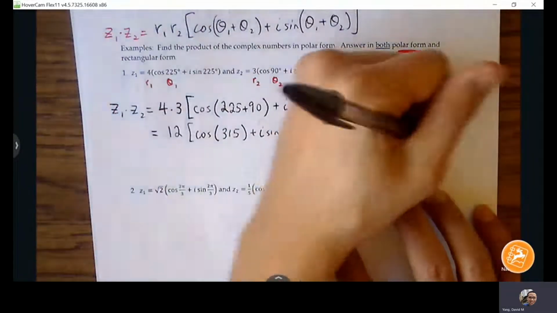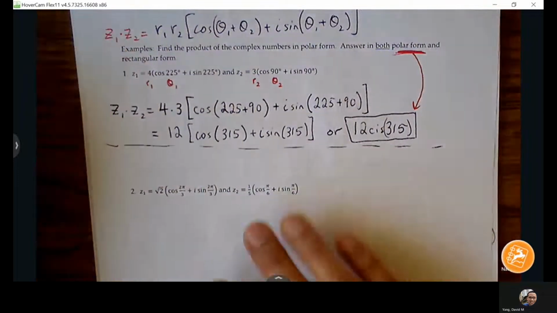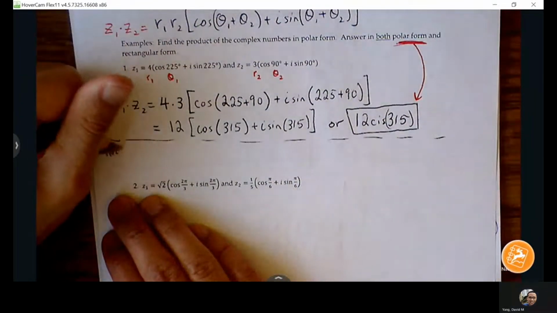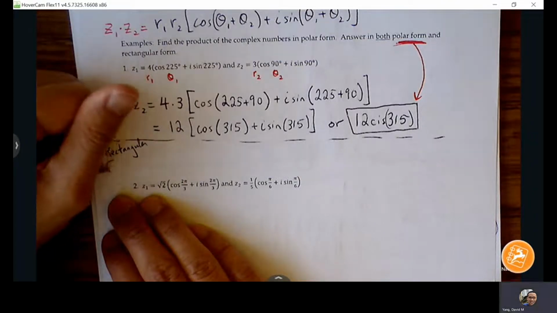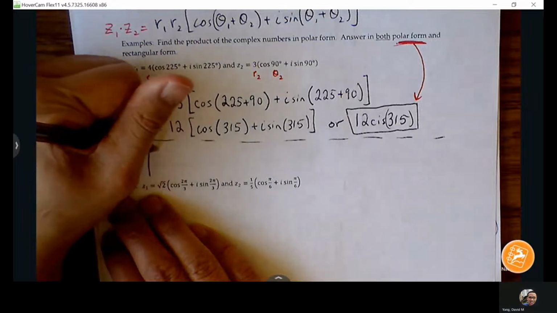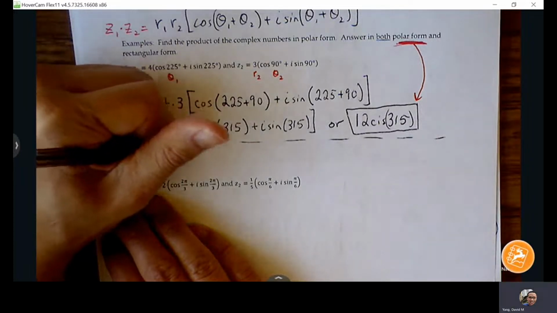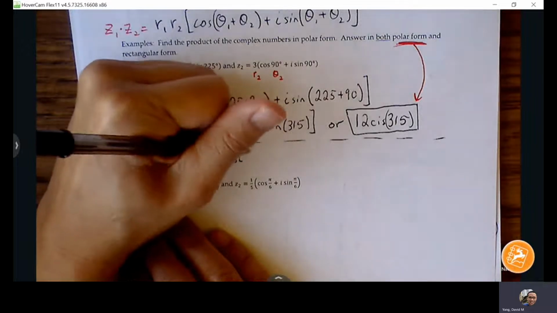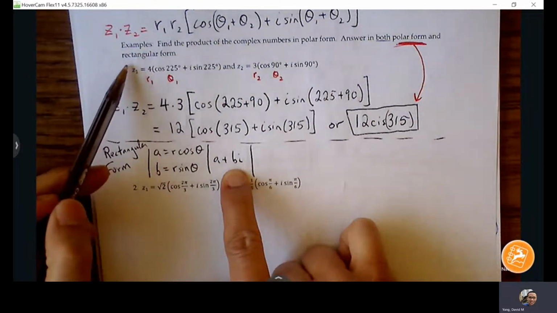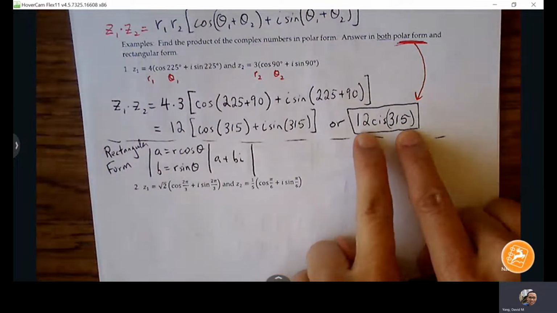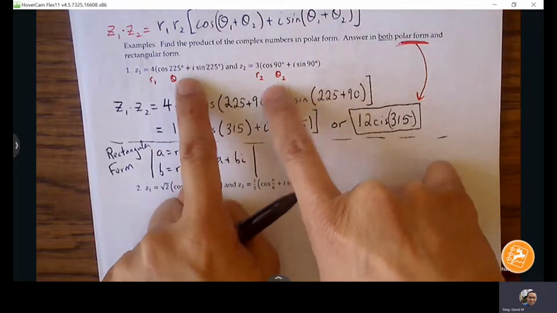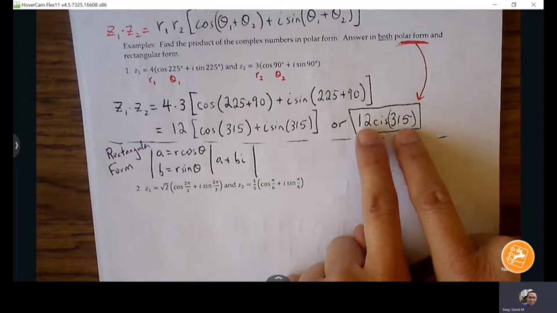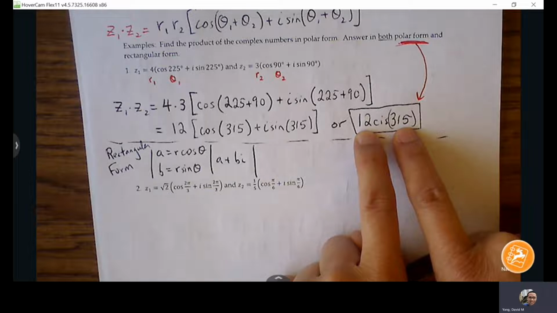Now we have to convert into rectangular form here. So here are the formulas for rectangular form. r cosine theta and r sine theta. All right, so we can get it into a plus bi form, right? That's when we know that we are in rectangular form. So we pull the radius and the theta, right? We don't want to use the original r and theta anymore, right? We've already found the product, so we're going to convert this resulting product into rectangular form. 12 is the radius, 315 is the theta.